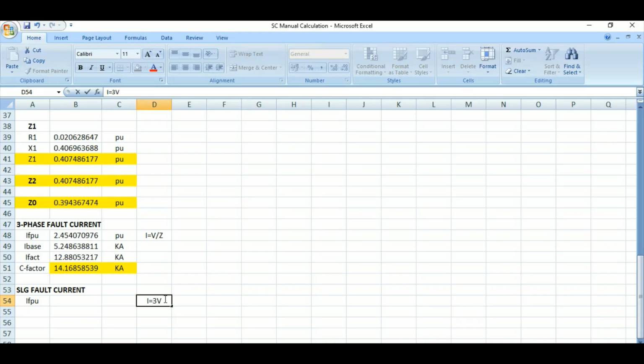If you can recall the formula for this ground fault current, I0, it is 3V divided by Z1 plus Z2 plus Z0, right? This is the formula. So 3V means 3 into 1 per unit, divided by Z1 plus Z2 plus Z0. So it is coming 2.48, obviously in per unit.